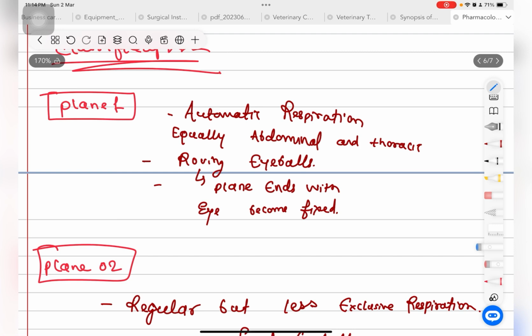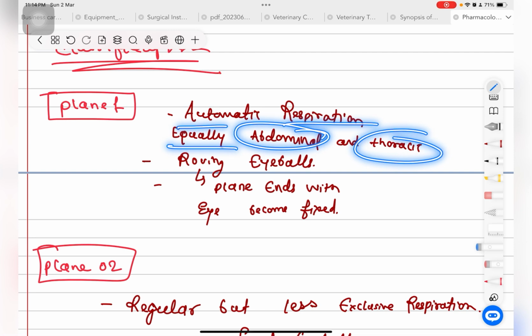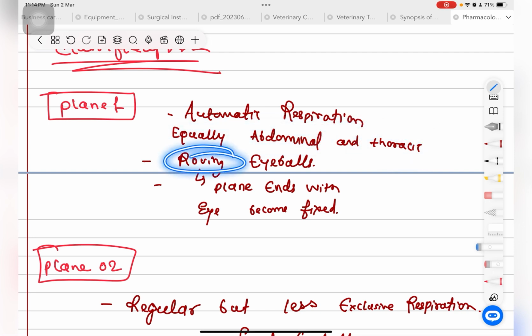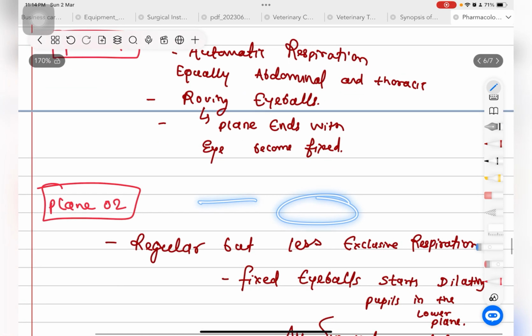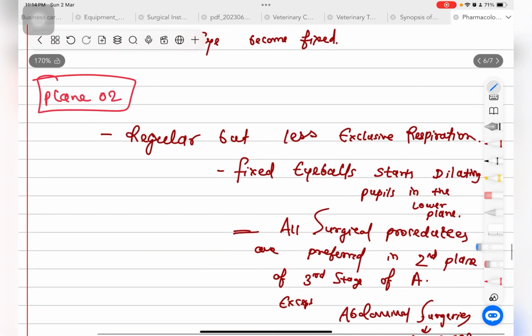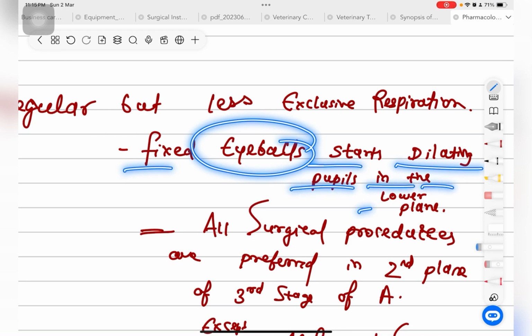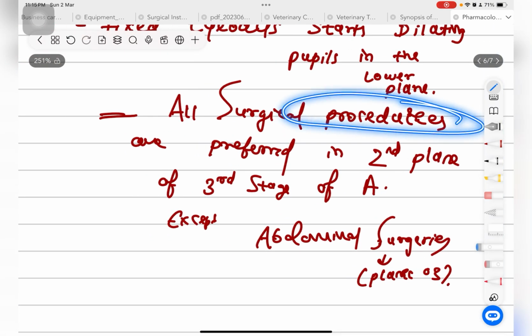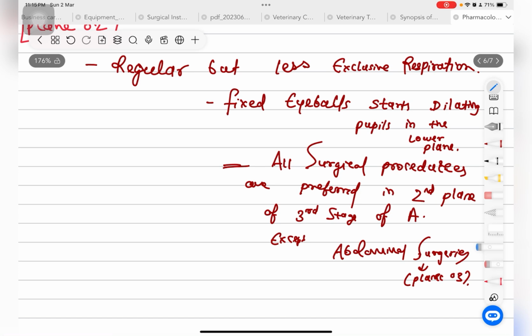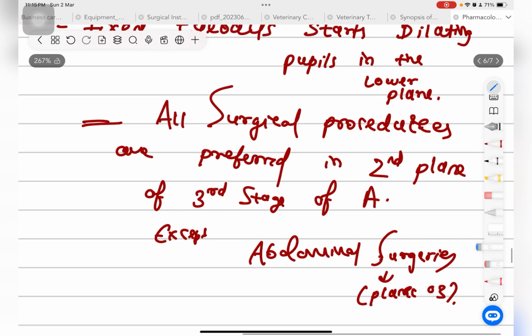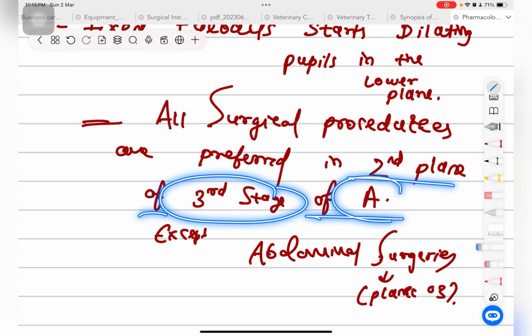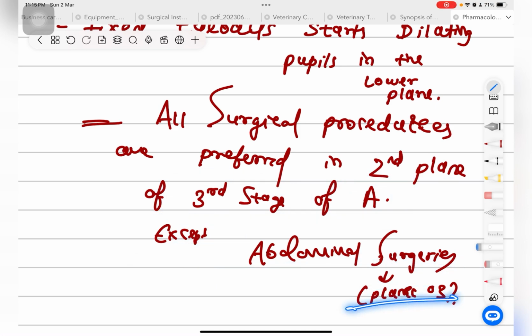Plane 1. In plane 1, there is automatic respiration, which is equally abdominal and thoracic. The eyeball starts roving or rotating, which then becomes fixed at the end of this plane. Then plane 2, there is regular but shallow respiration. The fixed eyeball starts dilating pupils in the lower plane. All the surgical procedures are performed in the second plane of the third stage of anesthesia, except the abdominal surgeries, which are performed in plane 3.